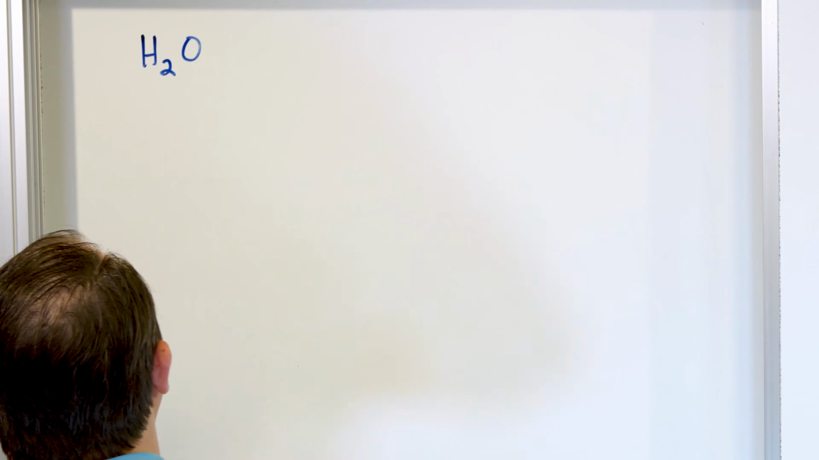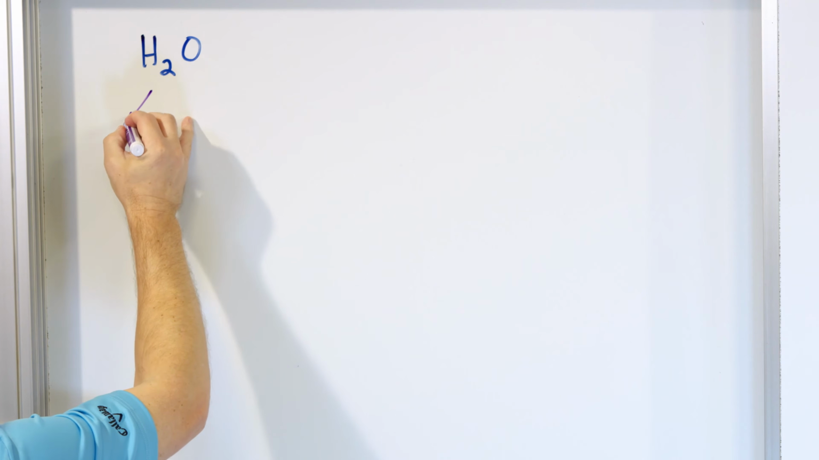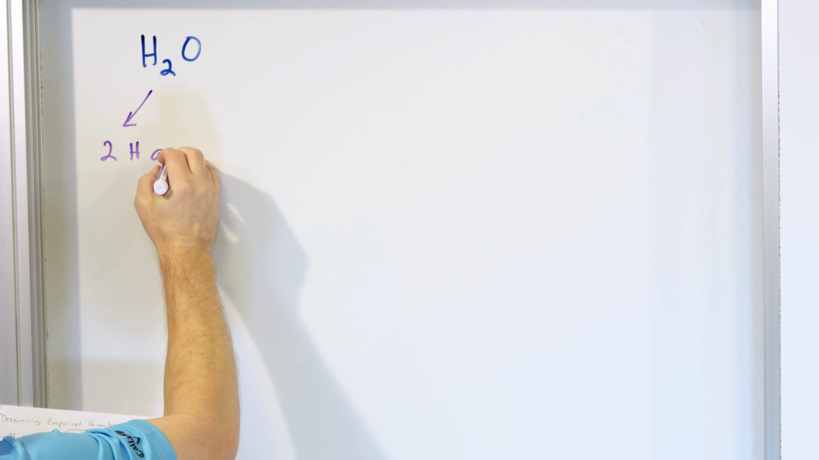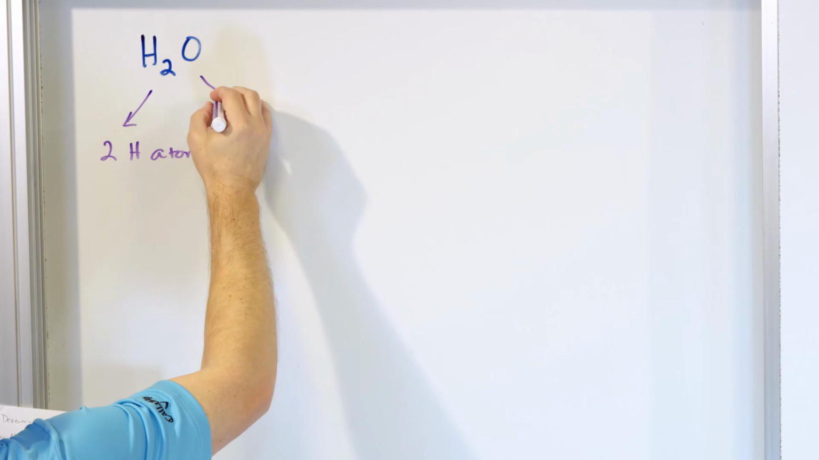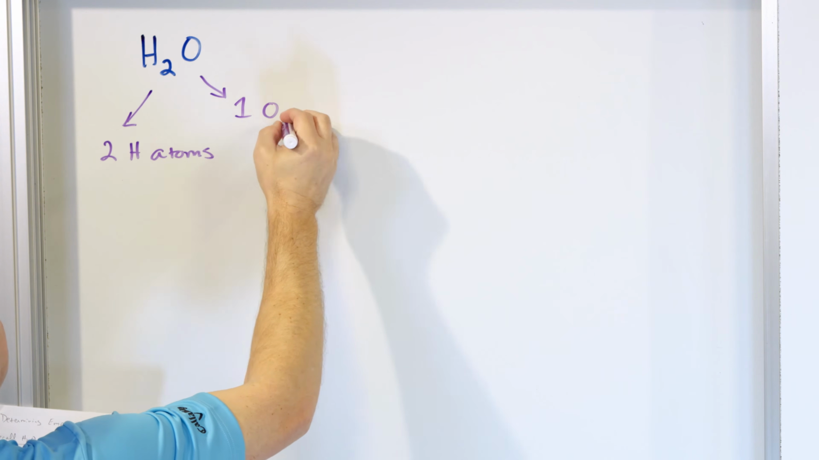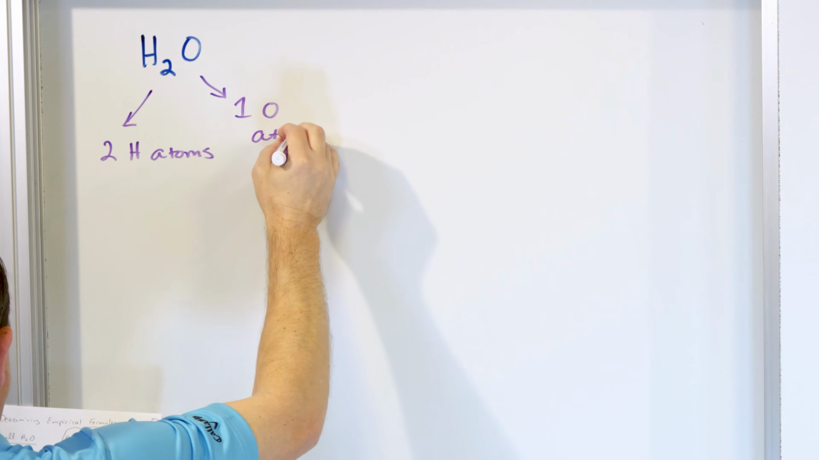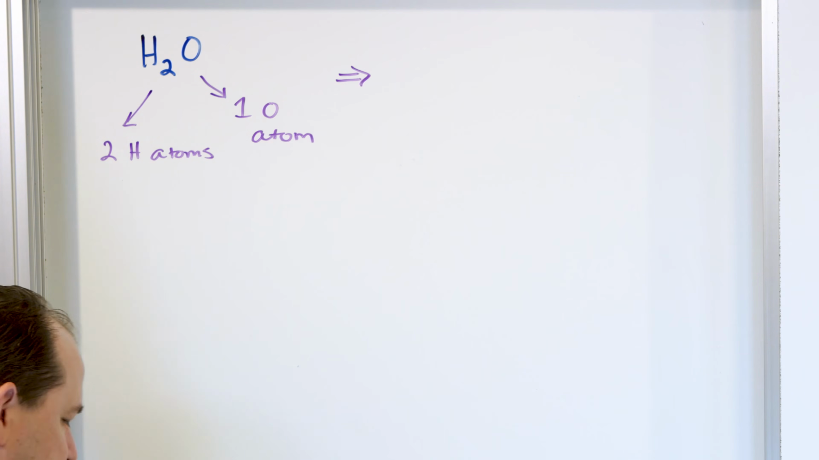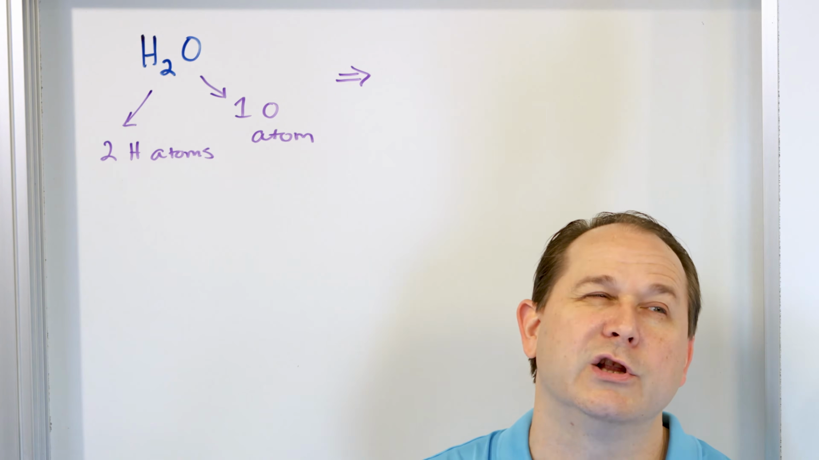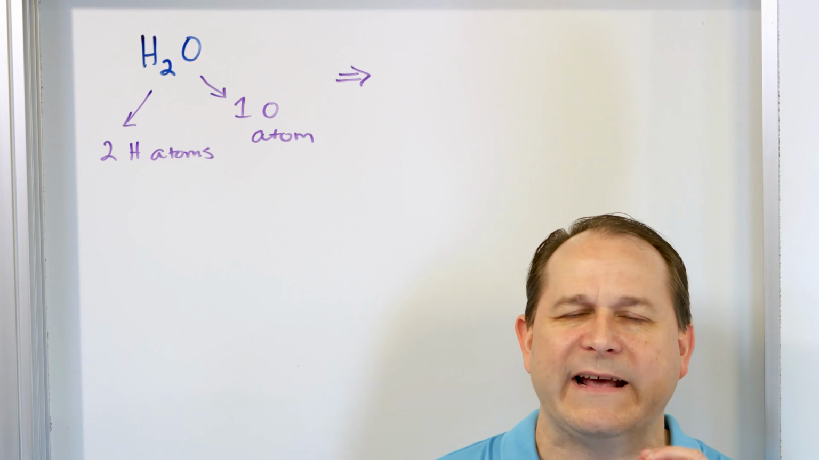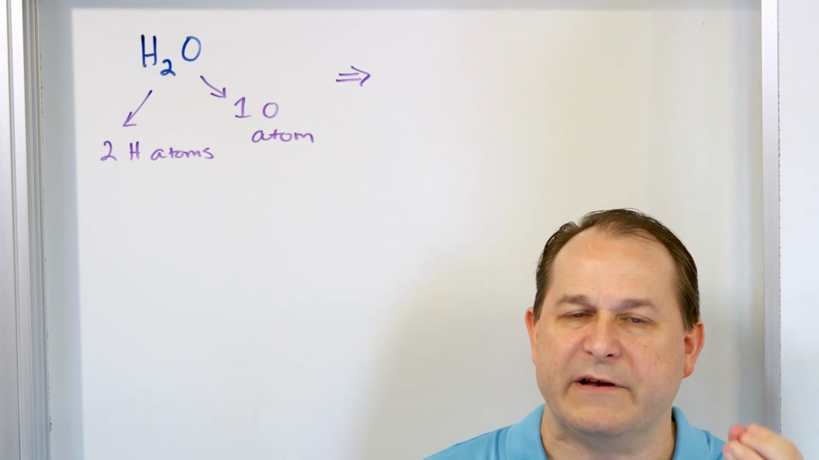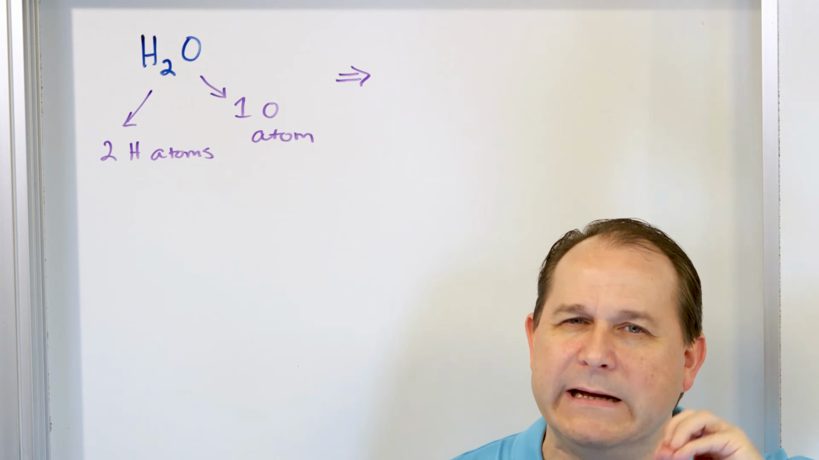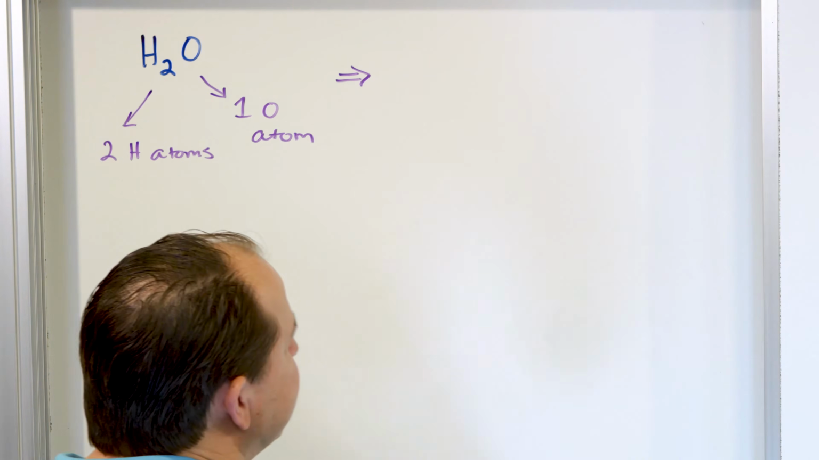So in the past, when we have talked about this, what we have basically said is that this means we have two hydrogen atoms, and this thing right here means one oxygen atom. That's what it means. But here we have to expand our knowledge a little bit further and understand what those subscripts can mean in a different context. So let me talk to you about that.